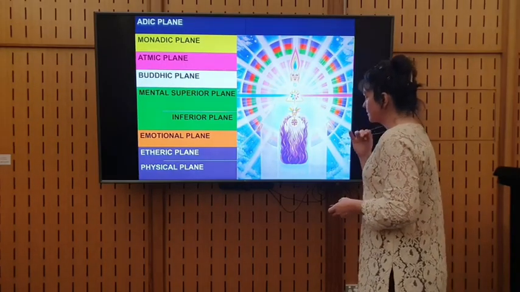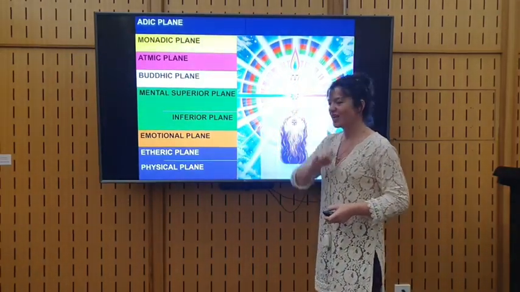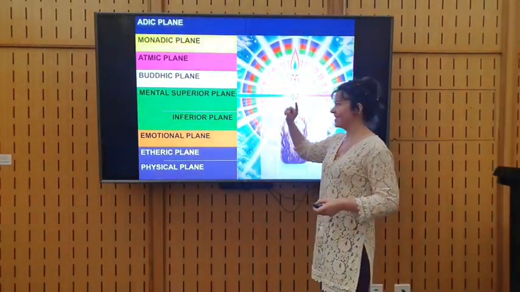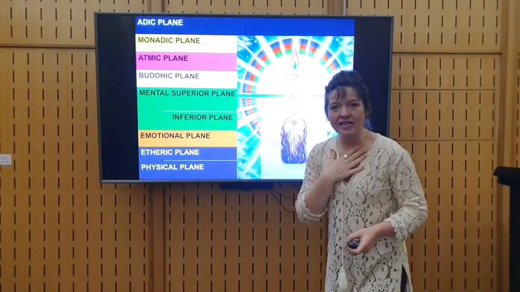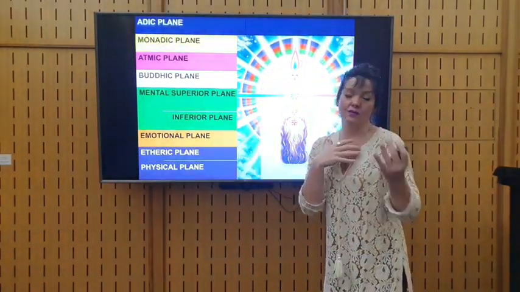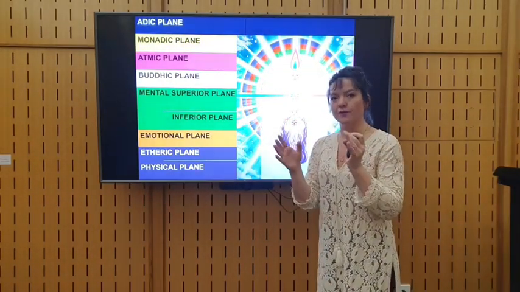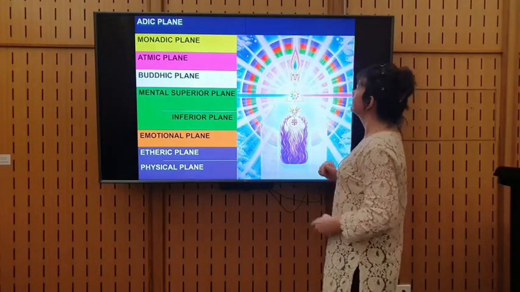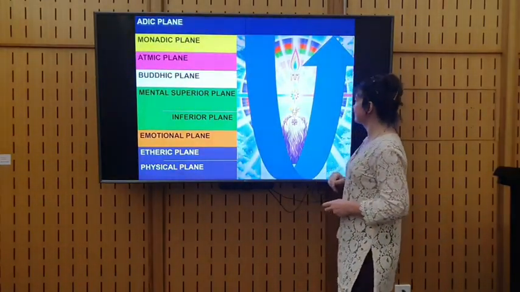Okay. So, recap. We are I Am presence, inner self, personality. And our inner self is surrounded by the causal body and the causal consciousness, yes. And they are in the mental superior plane. All right, perfect. But this is not the end, because there's one more thing here.